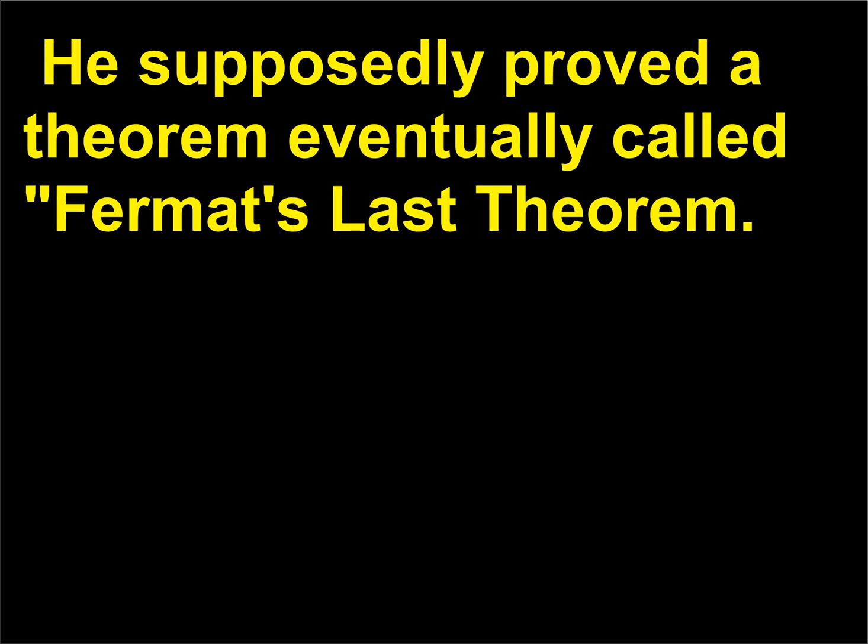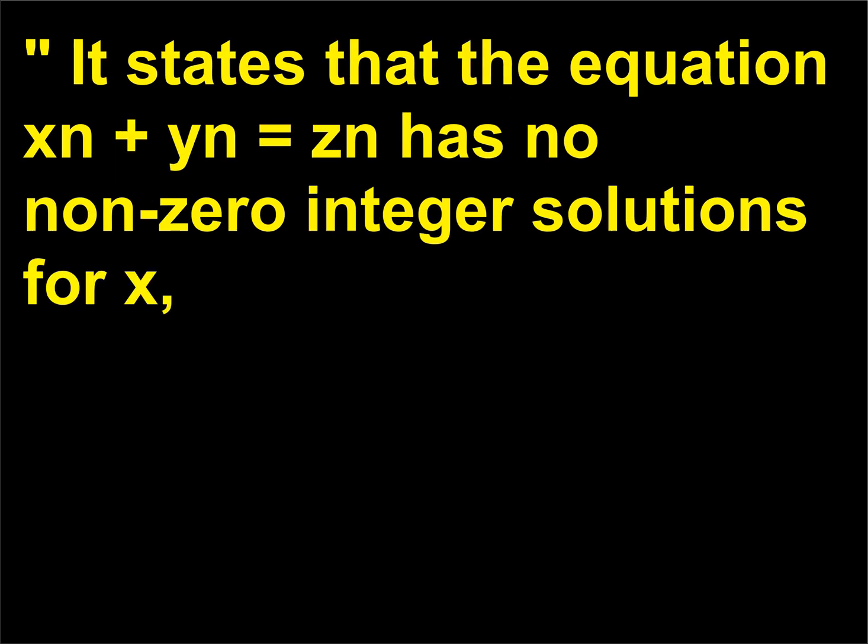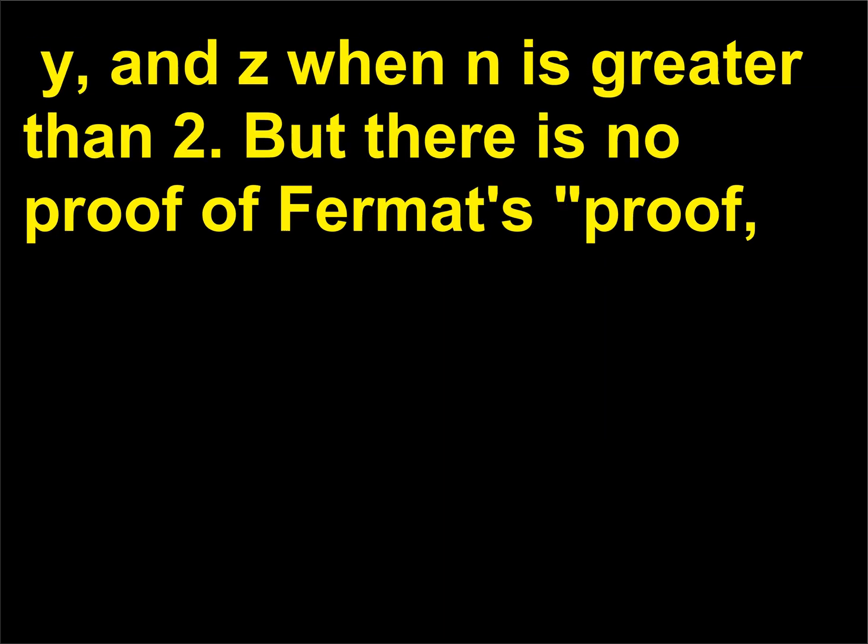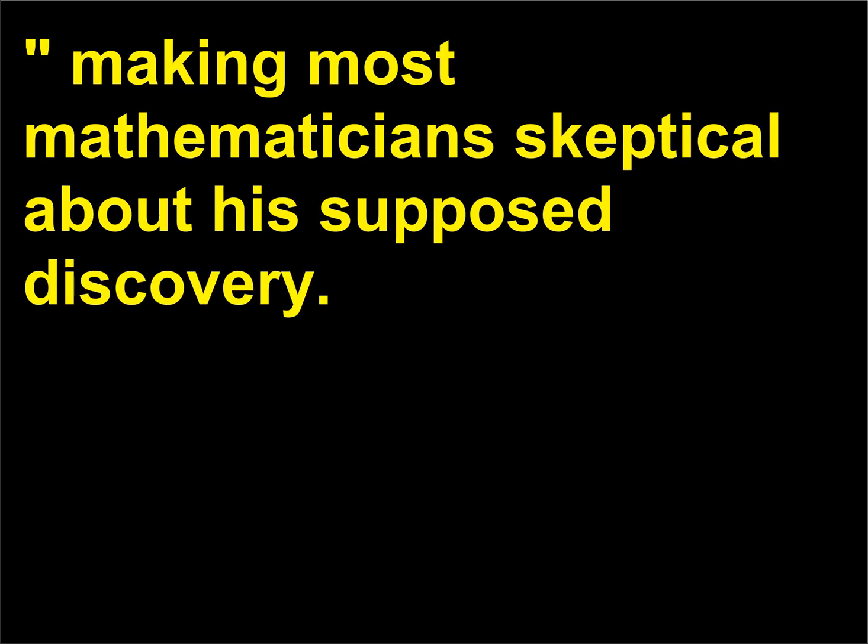He supposedly proved a theorem eventually called Fermat's last theorem. It states that the equation x^n + y^n = z^n has no non-zero integer solutions for x, y, and z when n is greater than 2. But there is no proof of Fermat's proof, making most mathematicians skeptical about his supposed discovery.